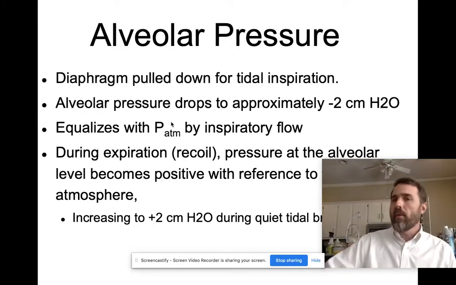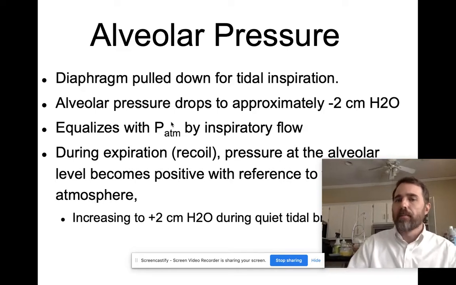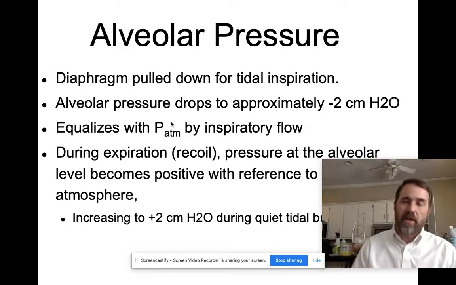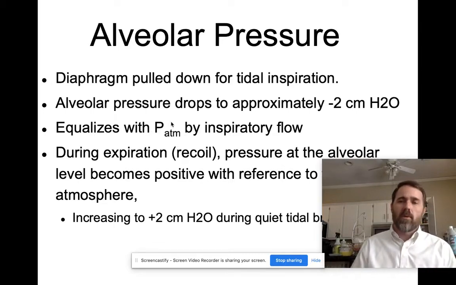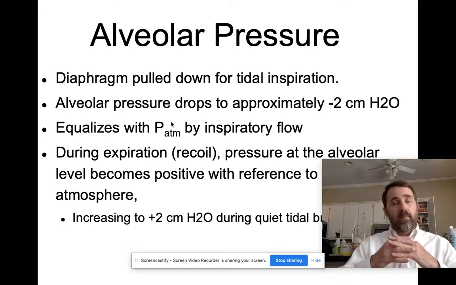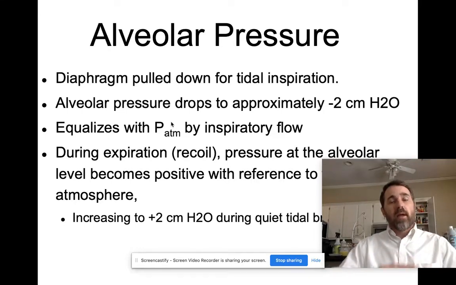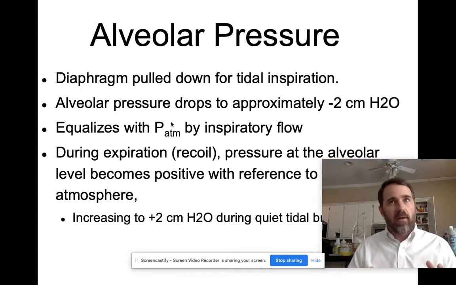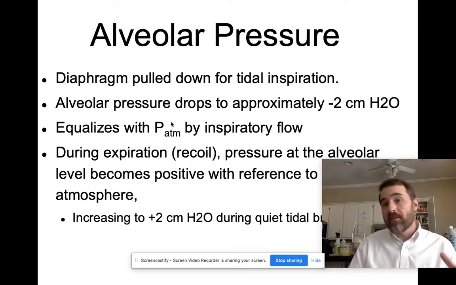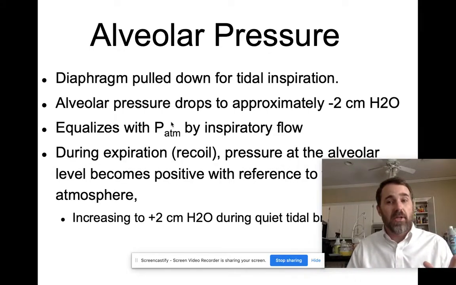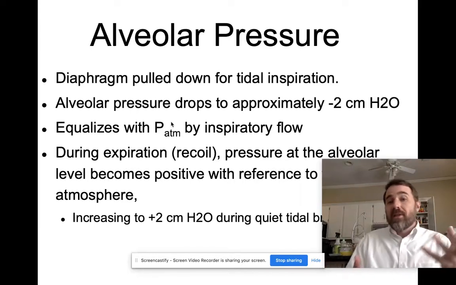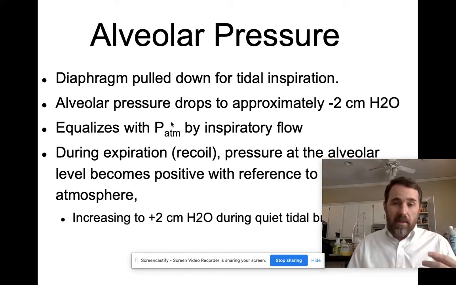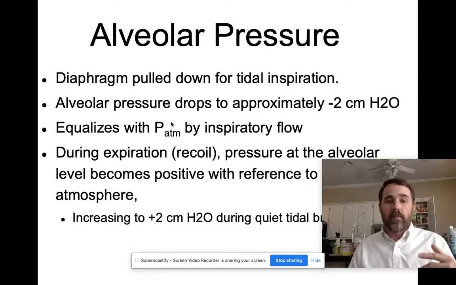So let's talk through the mechanics of respiration with this information added. And we're going to talk about quiet respiration. So just the diaphragm. The diaphragm contracts and lowers, increasing the volume of the lungs, decreasing alveolar pressure to about -2, -3 centimeters of H2O below atmospheric pressure, which causes air to flow into the lungs because air flows from areas of higher pressure to lower pressure.